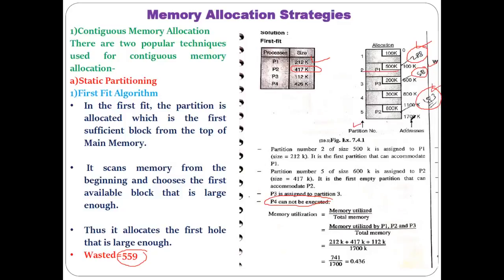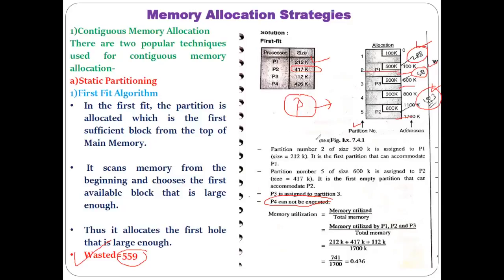But this unused memory cannot be utilized because according to contiguous memory allocation, you can put only one process within only one partition. Understood? So this unused memory gets wasted. And if you calculate this wasted memory, it comes to around 559K. This wasted memory exists because of the characteristic of contiguous memory allocation.